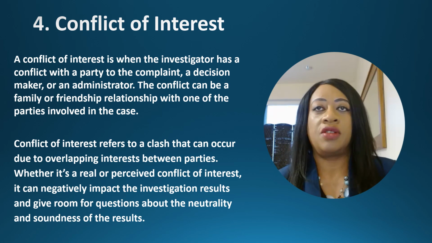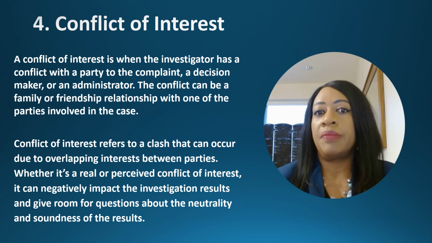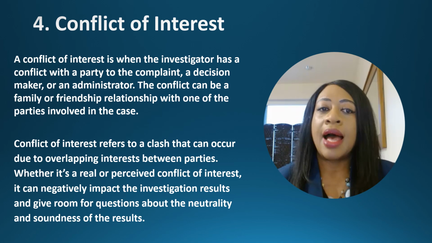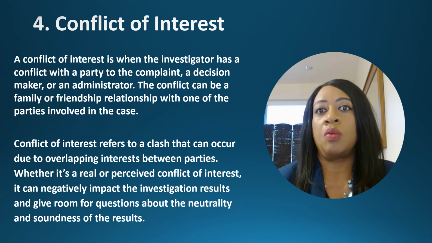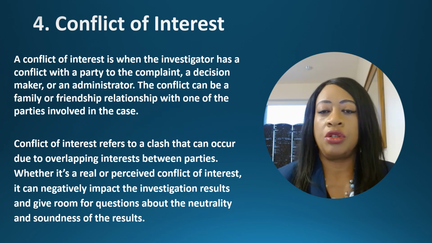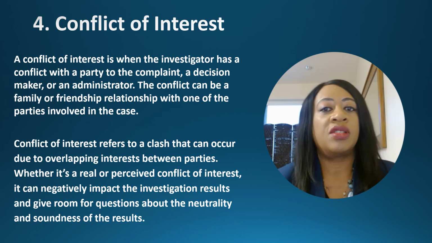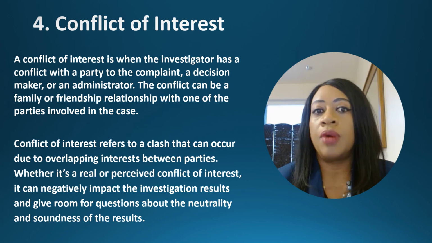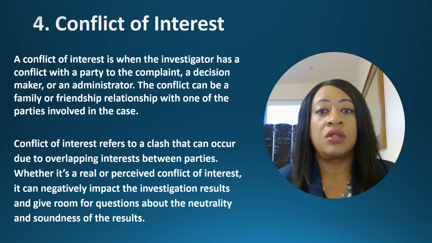Number four, conflict of interest. Now, a conflict of interest is when an investigator has a conflict with a party to the complaint, a decision maker, one of the administrators that has the ultimate overview of it. The conflict can be a family relationship, a friendship, a familiar type of relationship with one of the parties in the case. Now, a conflict of interest refers to the clash that can occur due to overlapping interests between the parties, and including the investigator. Whether it's real or a perceived conflict of interest, it really can negatively impact the investigation results and give room for questions about the neutrality, the impartiality, and the soundness of the ultimate results.